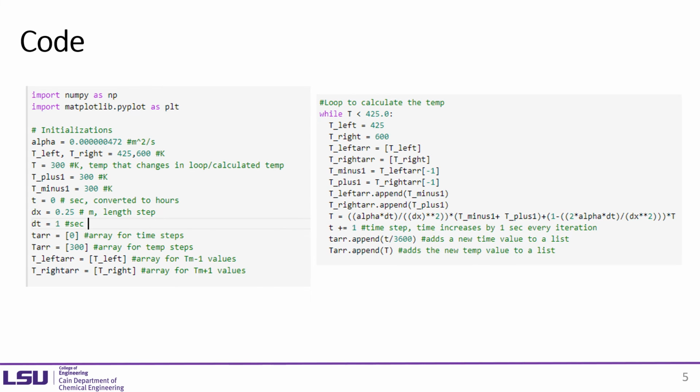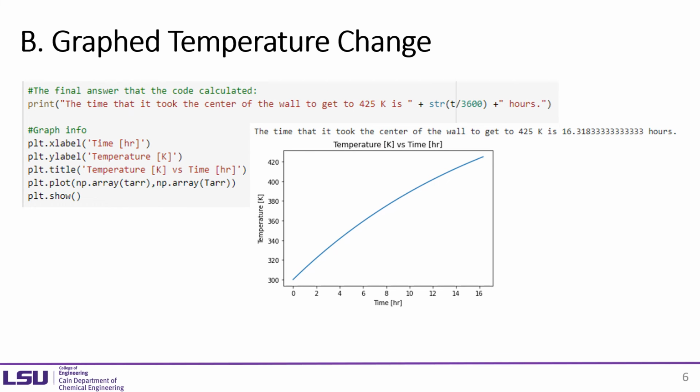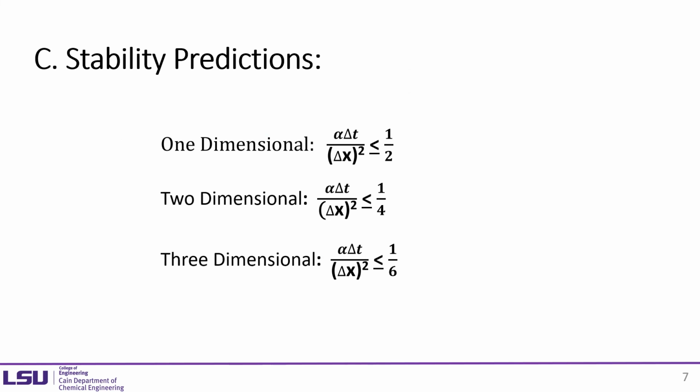So we're going to go ahead and look at the graph. All right, so this is the graph of temperature change. I did print the time that it took the center of the wall to get to 425 degrees Kelvin, and the number I got is 16.318 hours. And then I just simply graphed a temperature versus time plot very simply. So that's it. That's my code. Thank you all so much.